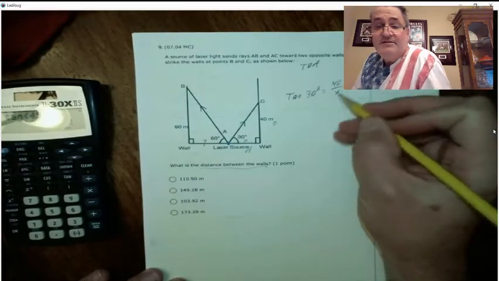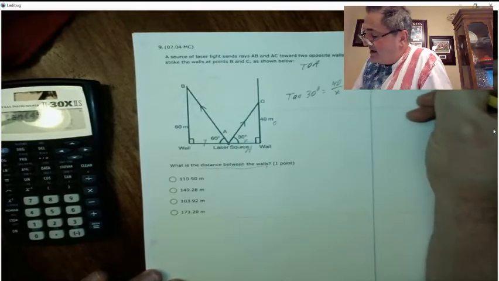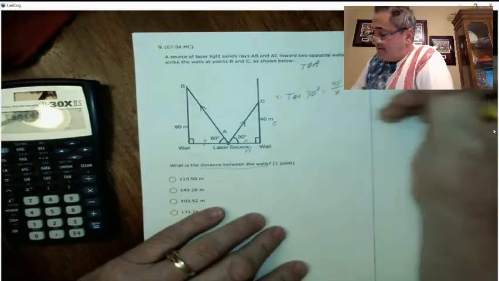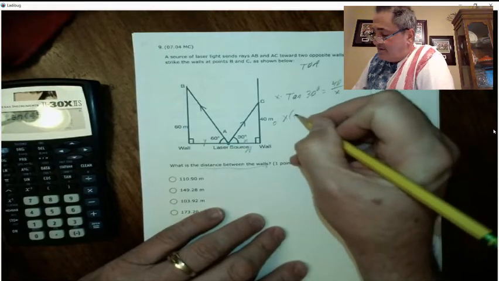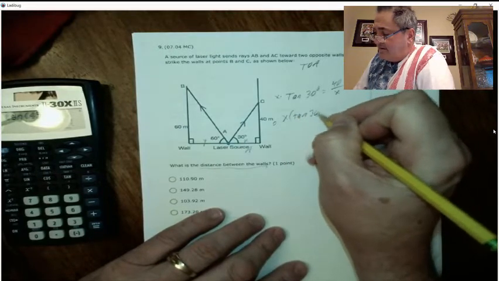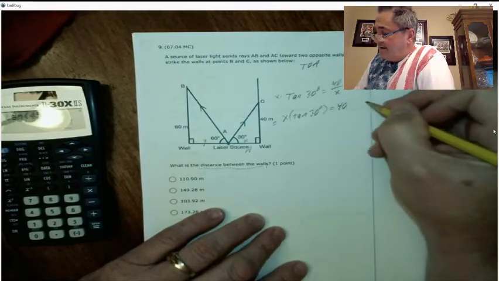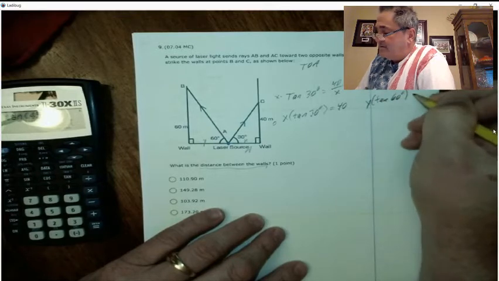Let's get rid of a fraction. We get rid of the fraction by multiplying what's on the bottom. Over here, that's the y. Over there, that's the x. Got to do that to both sides. So over here, x times the tangent of 30 degrees equals 40. Over here, y times the tangent of 60 degrees equals 60.